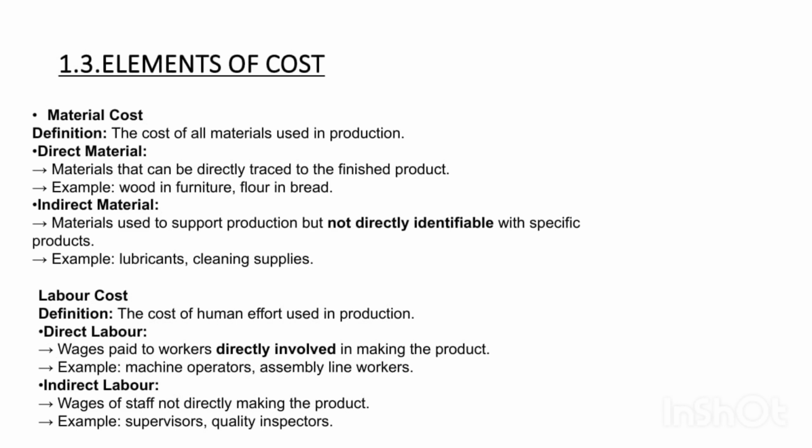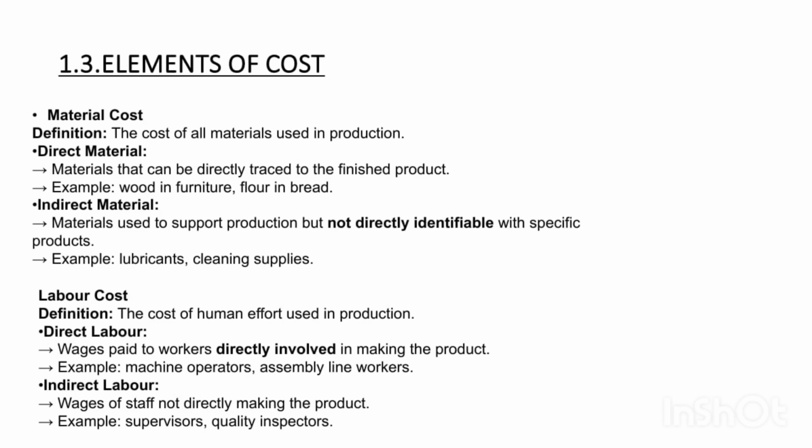Material cost. Material refers to the physical items used in production like raw materials, components, etc. It is divided into two parts, direct material and indirect material. Direct materials are materials that form part of the final product. Example, wood used for making furniture, fabric used for garments.